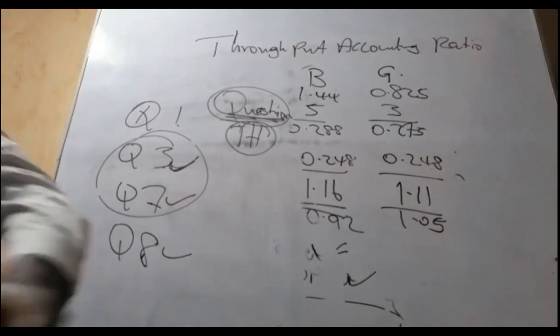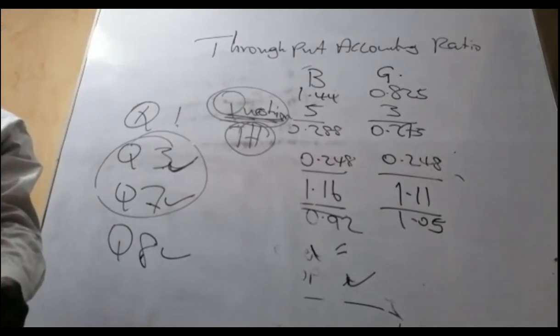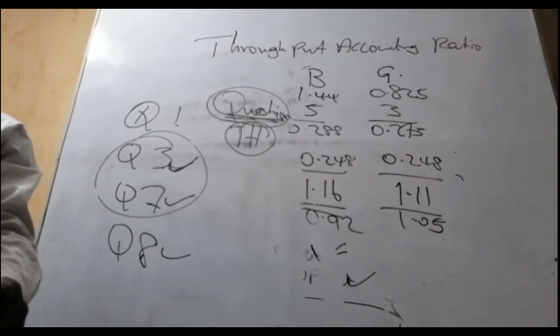Okay. Then the limitations, the challenges that we have with throughput. Even though we have some good news, it still possesses some challenges or key difficulties.